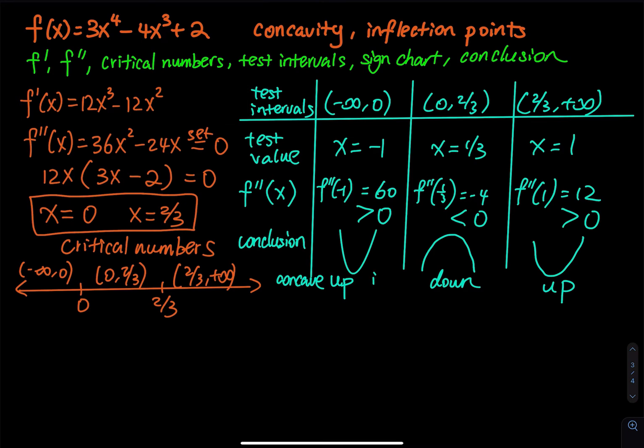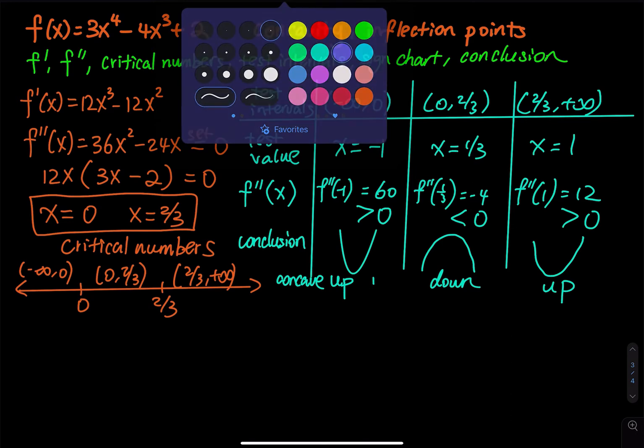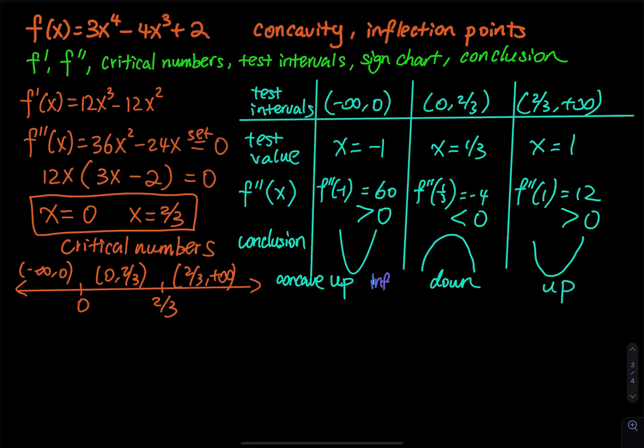So let's put this in a different color so that it gives you a good comparison. So inflection point, and here is another inflection point, at x equals 0 and x equals 2/3. So we found two inflection points. And then the last question that the book usually asks is, can you tell me the exact location, the coordinate of the inflection?